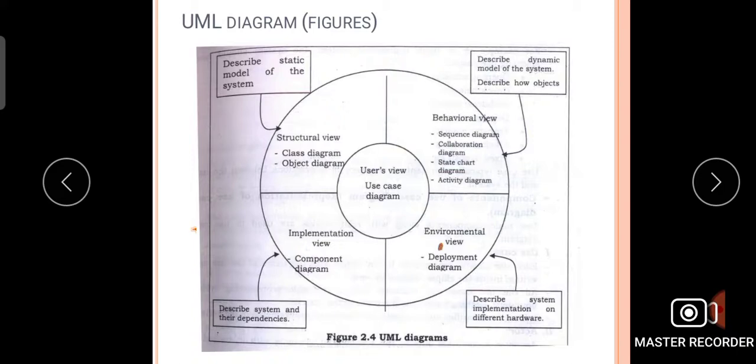Structural view describes the static model of the system. Behavioral view describes the dynamic model of the system. Environmental view describes system implementation and different hardware. And implementation view describes the system and its dependencies.